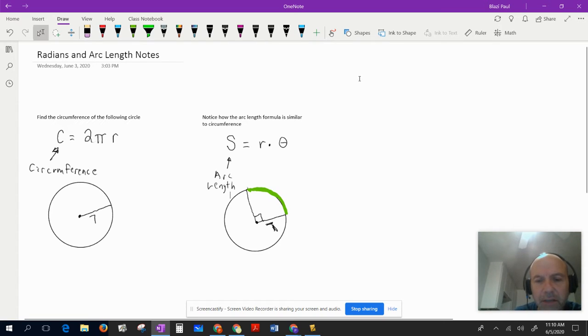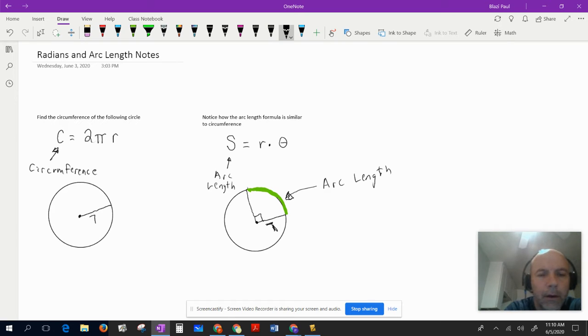In the picture I just gave you, or in this problem, can you see how the arc length over here is just this green portion right here? That's the arc length. So really, it's just a partial circumference, right? An arc length is just a partial circumference. So this is the arc length right here.